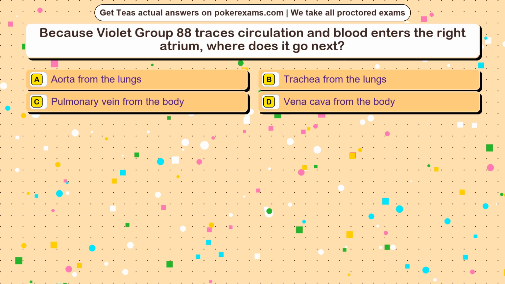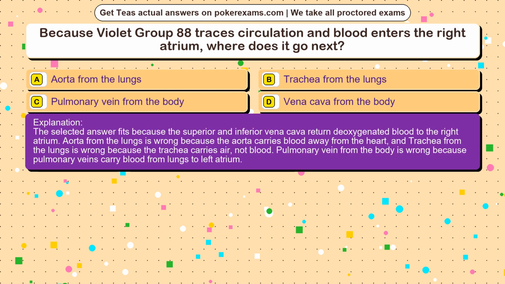The correct answer is option. The selected answer fits because the superior and inferior vena cava return deoxygenated blood to the right atrium. Aorta from the lungs is wrong because the aorta carries blood away from the heart, and trachea from the lungs is wrong because the trachea carries air, not blood. Pulmonary vein from the body is wrong because pulmonary veins carry blood from lungs to left atrium.